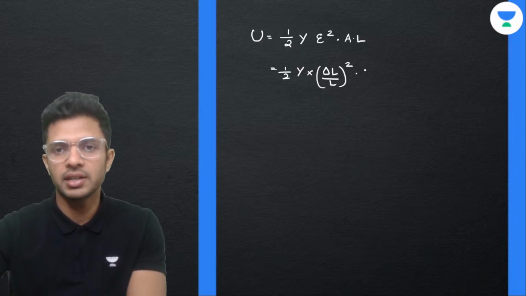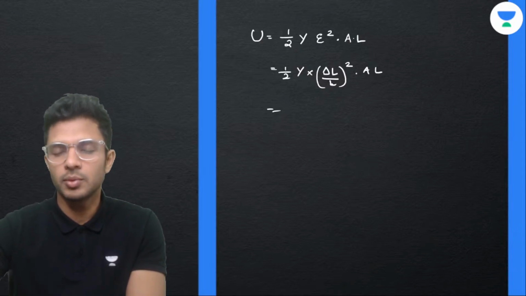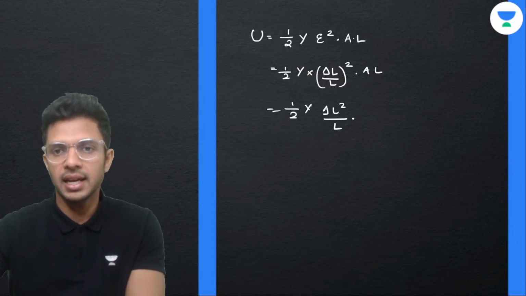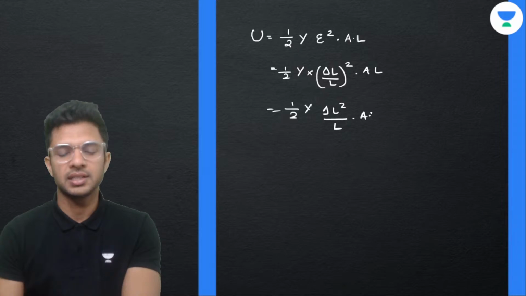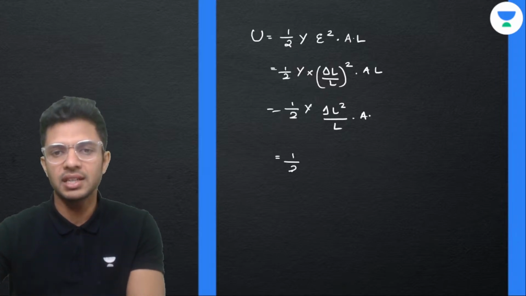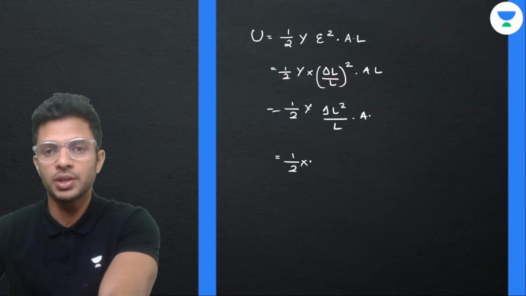We have a square here into area into length. देख ले one length on the numerator and one length on the denominator get cancelled. So the net formula is half Young's modulus delta L square by L into A. This is it. And अब क्या करना है? कुछ नहीं. Just substitute the values and get the answer. Half. What is the value of Young's modulus? 2 into 10 power 11.